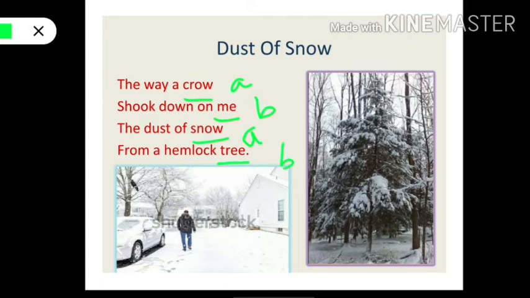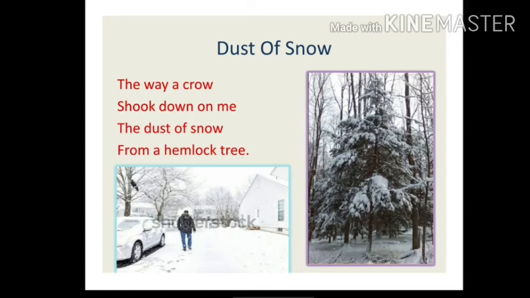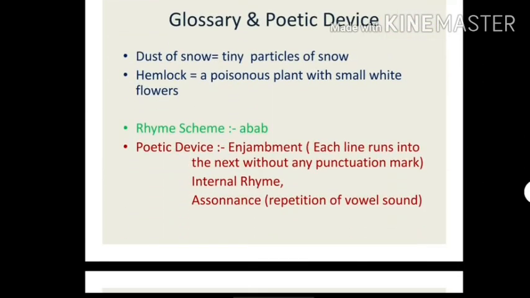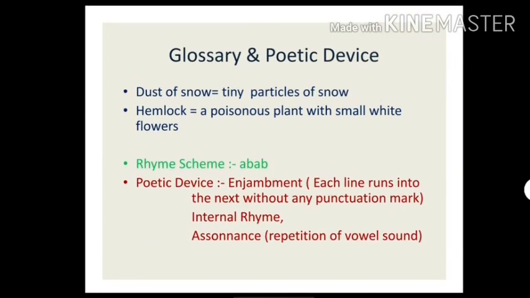In this way, we know that crow and snow are rhyming, so they are A. Me and tree are rhyming, so they are B. The rhyming pattern of this stanza is ABAB. Then the poetic devices used here: first enjambment, then internal rhyme and assonance. So these are the figures of speech or the poetic devices used by the poet in this stanza.